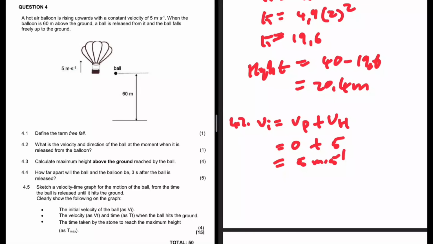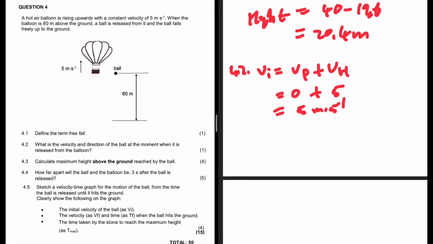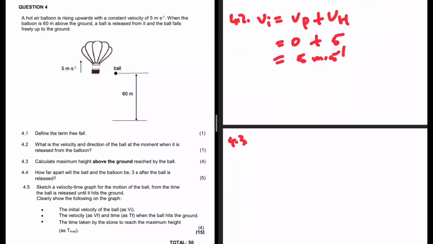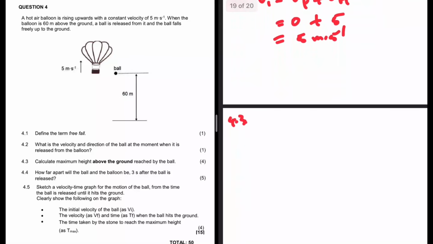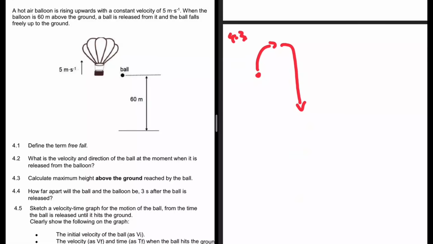Okay, and then 4.3, calculate the maximum height above the ground reached by the ball. Seems quite straightforward. So it has an initial velocity of 5 meters per second. So it will go up first, right? Reach a maximum height, and then it's going to start going down. So we want to calculate the maximum height. What do we have? We have the initial velocity, we have the final velocity, which is 0 at maximum height.